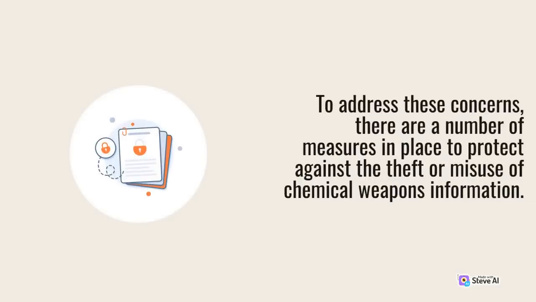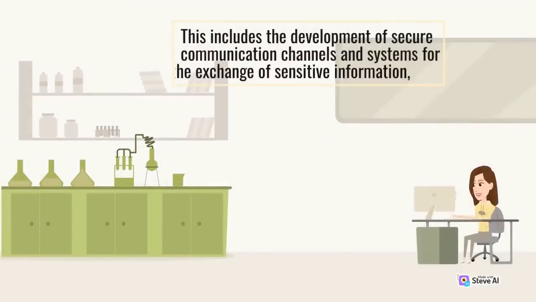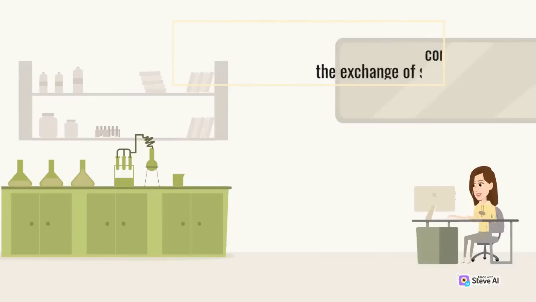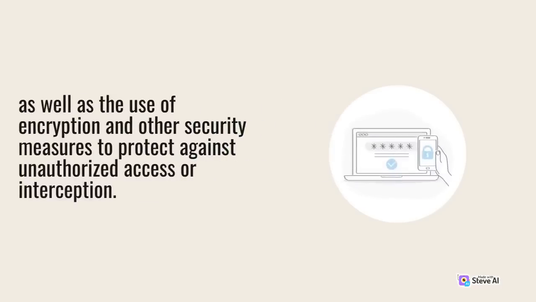To address these concerns, there are a number of measures in place to protect against the theft or misuse of chemical weapons information. This includes the development of secure communication channels and systems for the exchange of sensitive information, as well as the use of encryption and other security measures to protect against unauthorized access or interception.